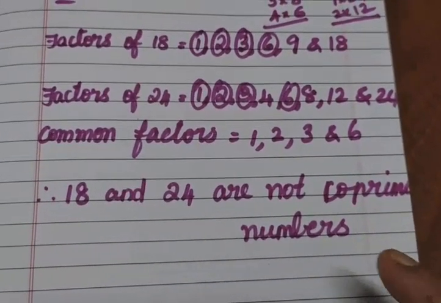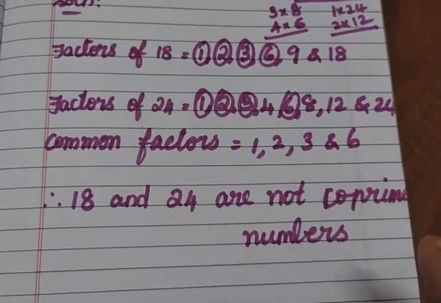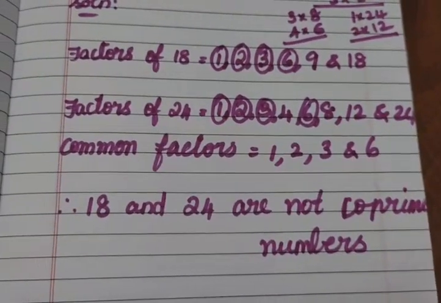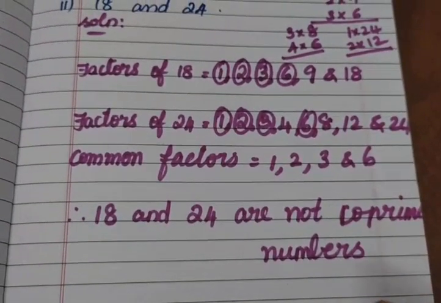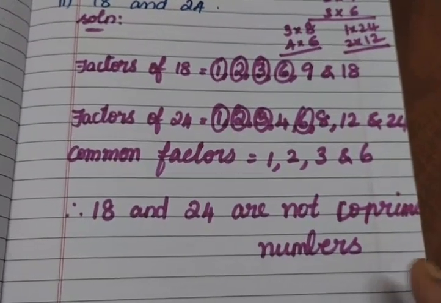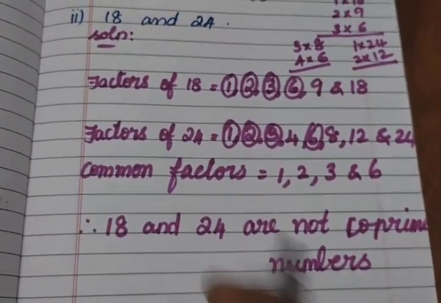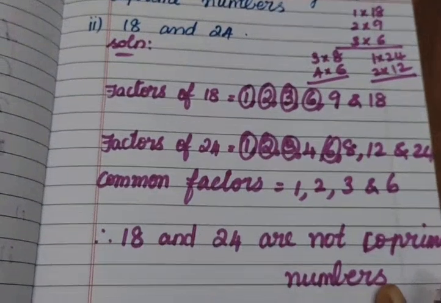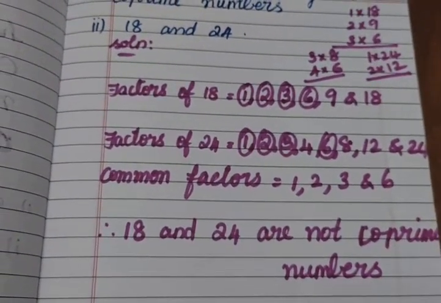Co-prime numbers means if two numbers have only 1 as their common factor, then only we can say the numbers are co-prime. But here not. Okay, 18 and 24 are not co-prime numbers. Understood children?